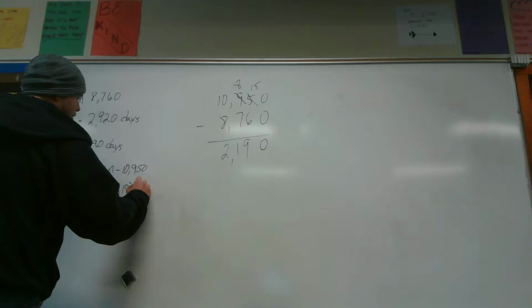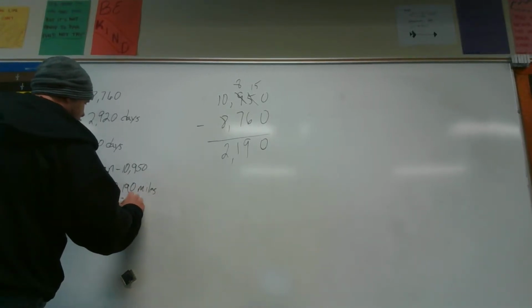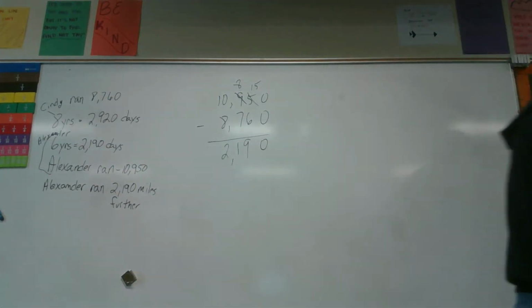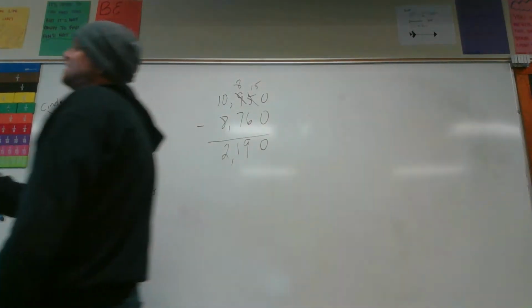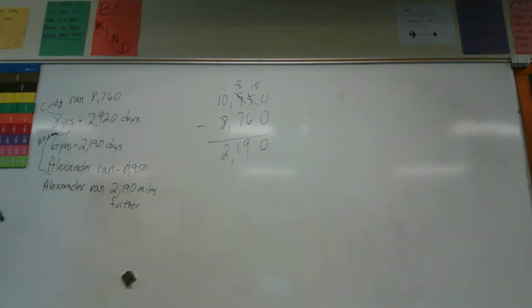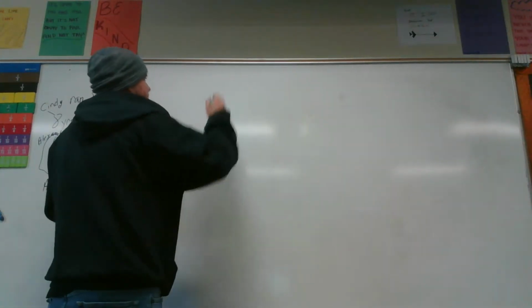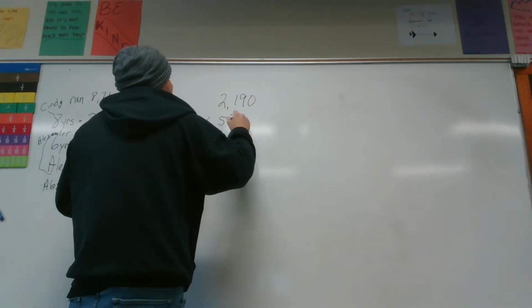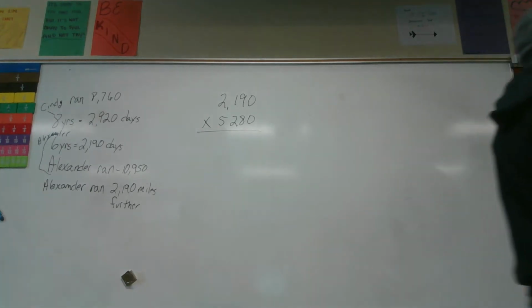So I'm going to put Alexander ran 2,190 miles further. Okay, so now I know Alexander ran 2,190 miles further. But the question asks in feet. Now, you haven't been really required to multiply numbers this big. But it's easy. You just do it by 3 digits by 3 digits by 3 digits.